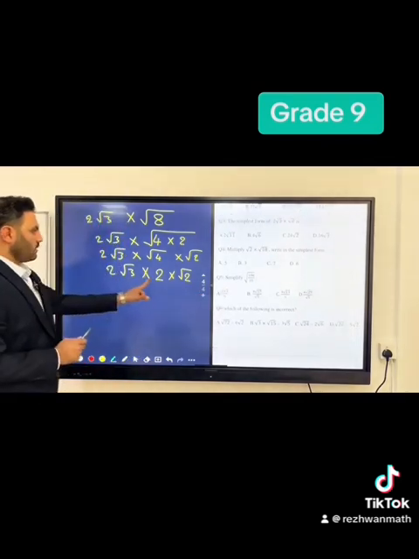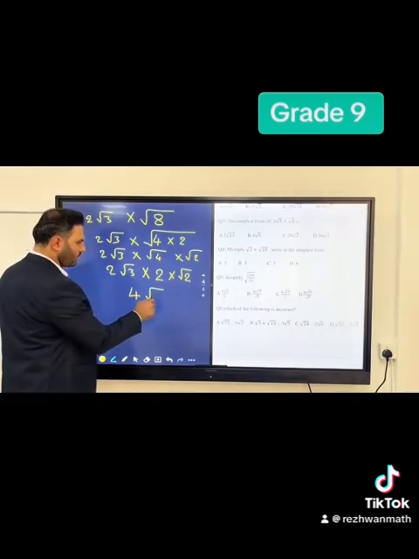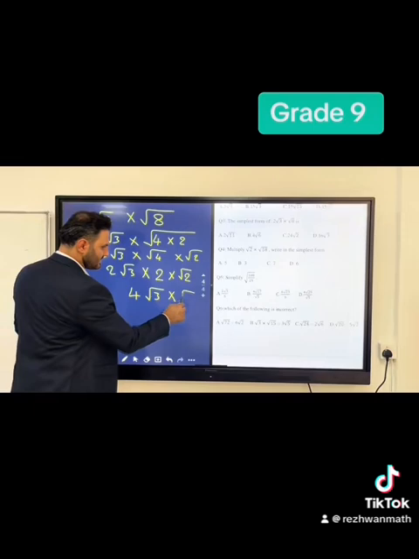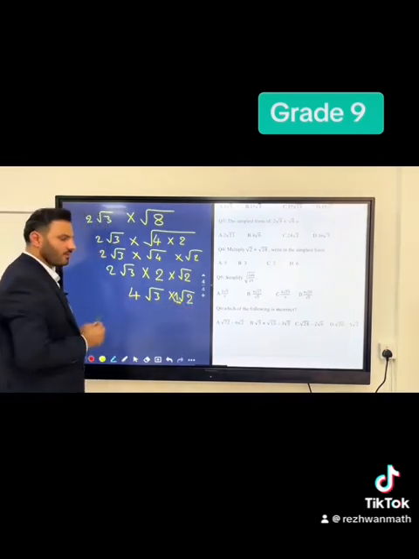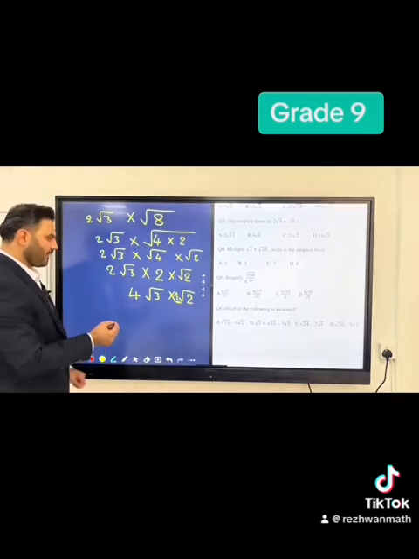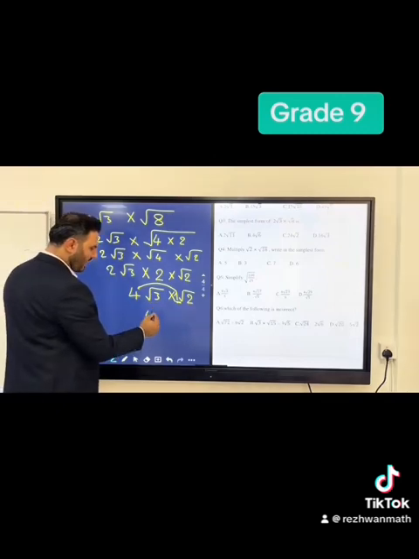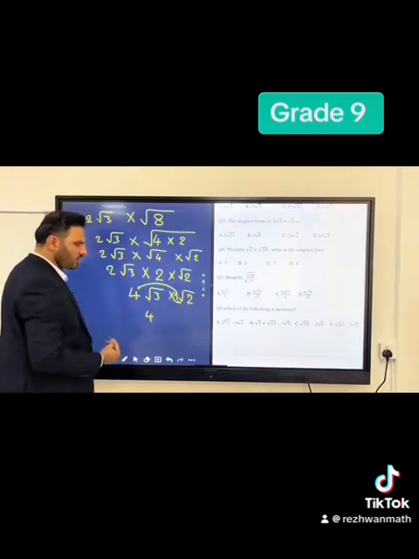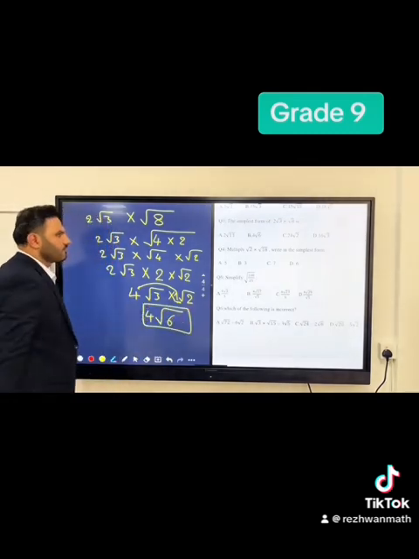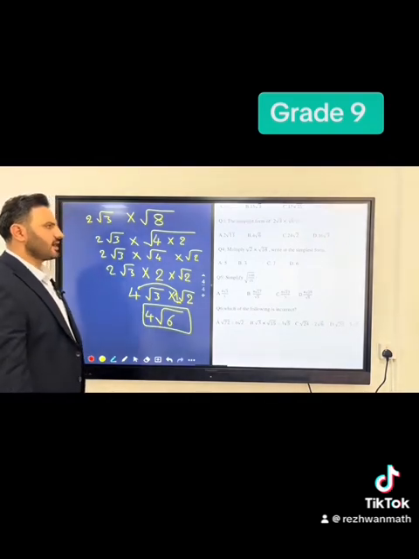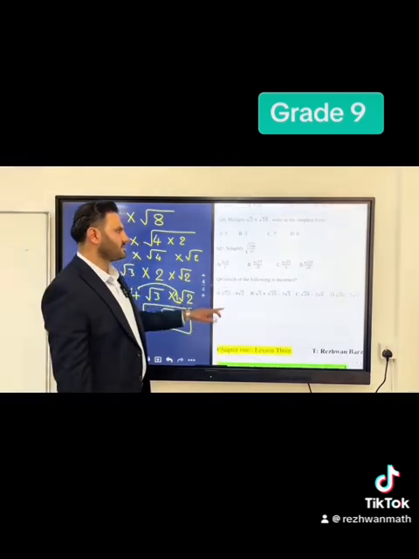Okay, 2 times 2, we get 4 square root 3 times square root 2. Okay, we have 1 in front of the square root. Now the integer numbers are multiplied by each other, so 4 times 1, we get 4. Then the square root 2 times square root 3, we get what? Square root 6. Now the simplest form of 2 square root 3 times square root 8 is 4 square root of 6. So B is the right answer.